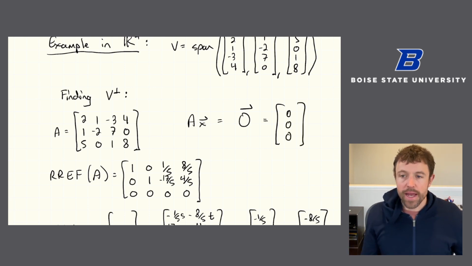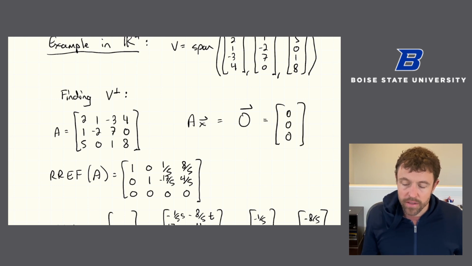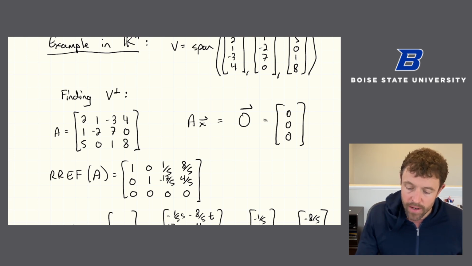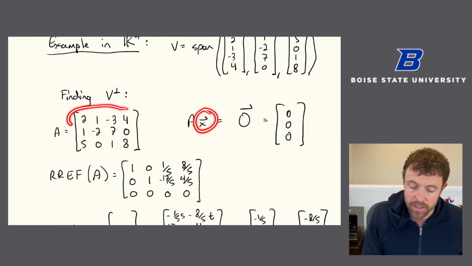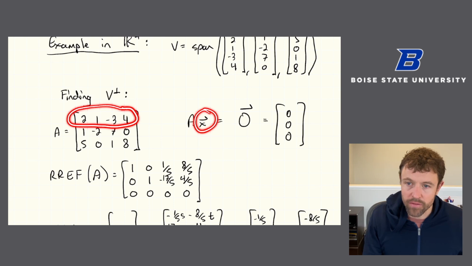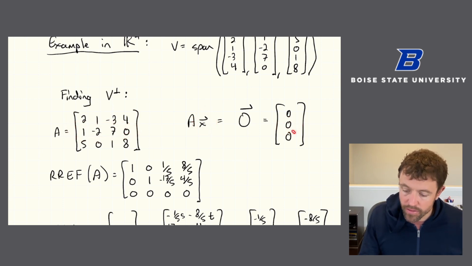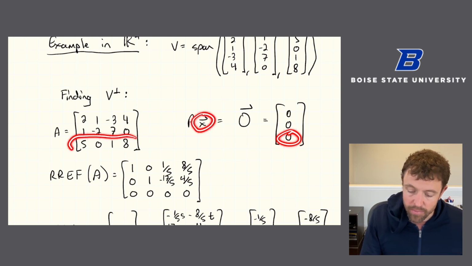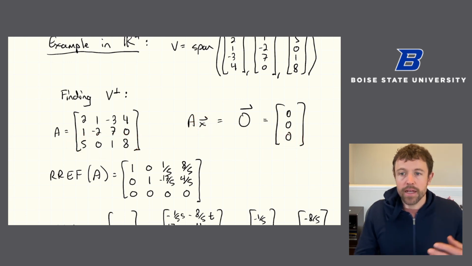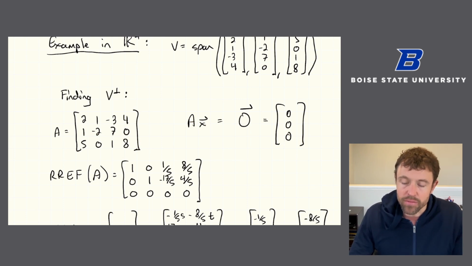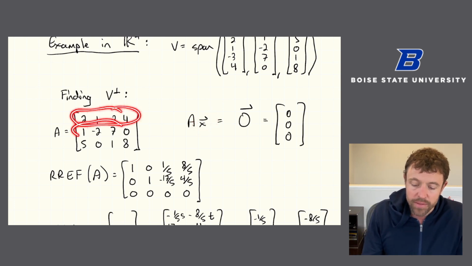And so in order for AX to equal 0, if you work this all out, how do we get this first entry? We take X and we take the dot product with the first row. And to get this second entry, we take X and we take the dot product with the second row. And then to get the third entry, we take X and we take the dot product with the third row. And so in order for AX to equal 0, we need that when we take the dot product of X with any of the rows, we get 0.